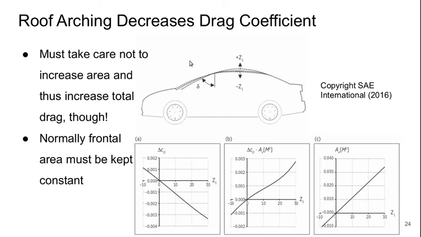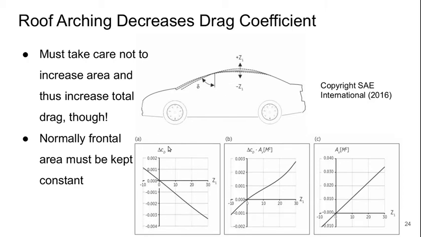Now we move to the roof, and arching the roof is something that can be done to decrease the drag coefficient. But we need to be careful here. We must take care not to increase the frontal area and thus increase the total drag. Normally we have to do this in a way that keeps the frontal area constant. So we can see that impact here.